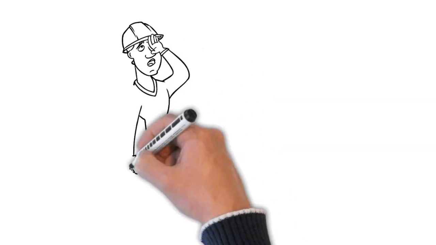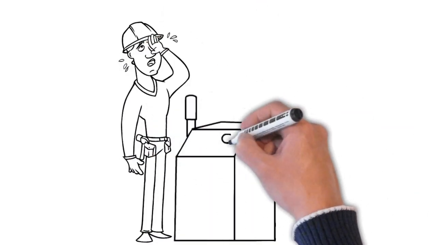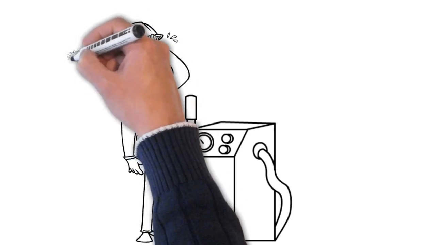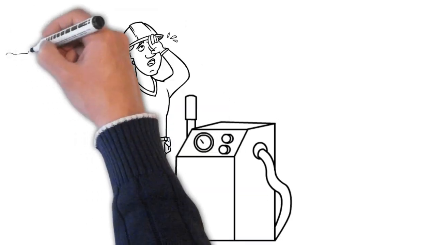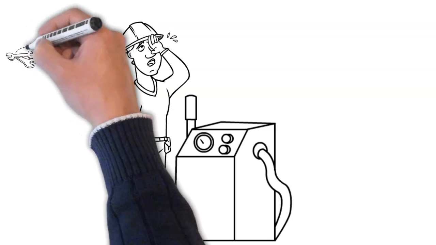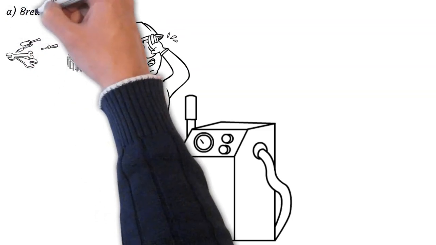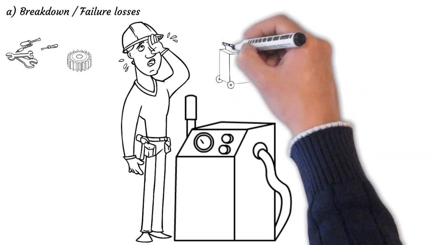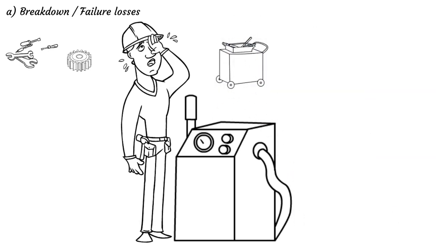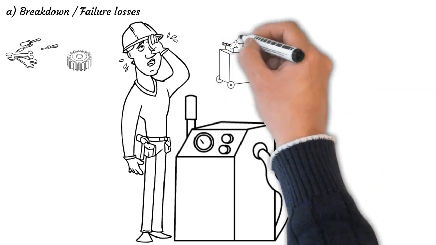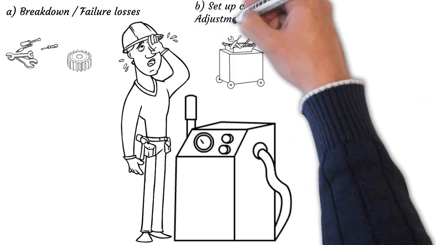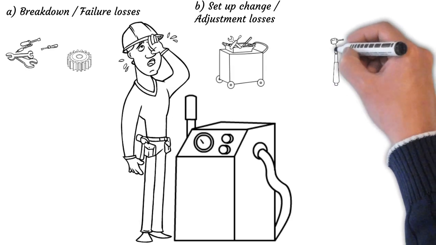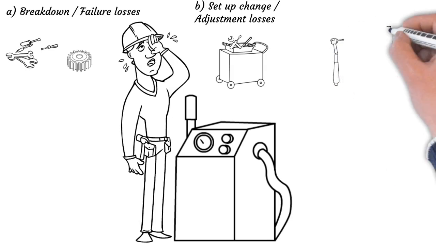Equipment losses can be further subdivided. Breakdown or failure losses. When machine is under maintenance due to breakdown and you are unable to operate it, it is known as breakdown or failure losses. Setup change or adjustment losses. When you want to change the production of existing component to another type of component, the activities carried out such as die fixture or tool change are known as setup change or adjustment losses.